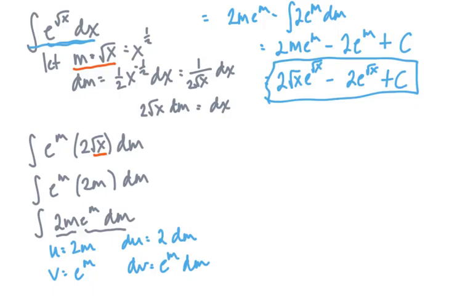So this one took two techniques. Over here we have u sub, and then it became integration by parts. So sometimes you have to do more than one method.